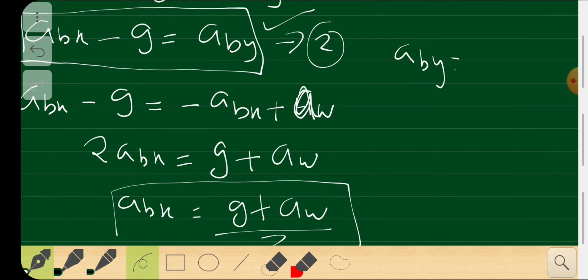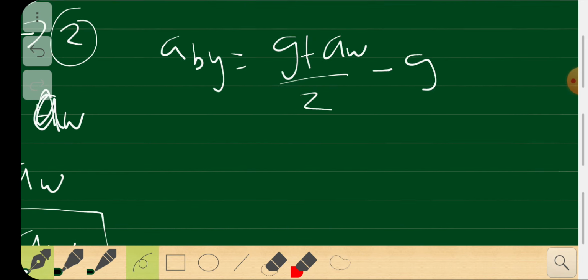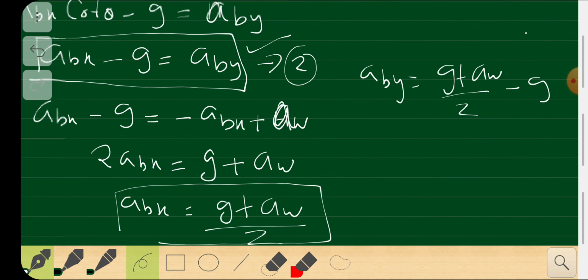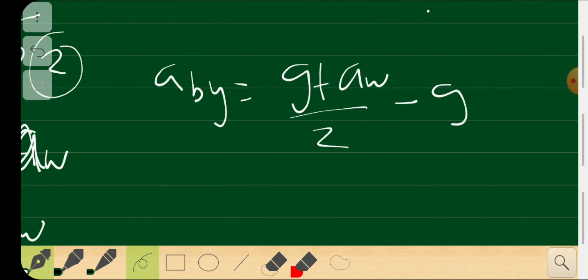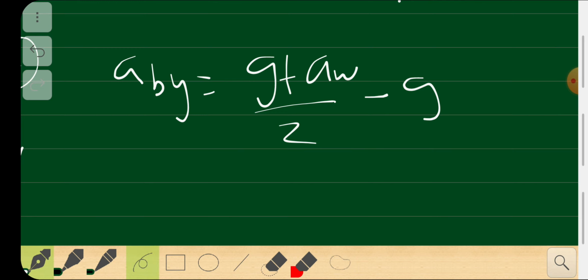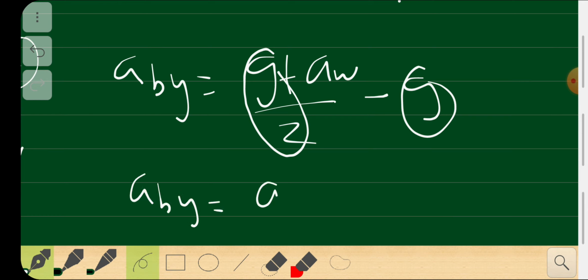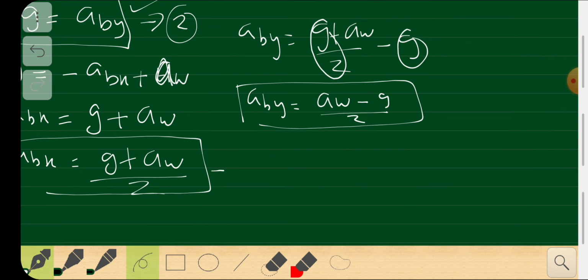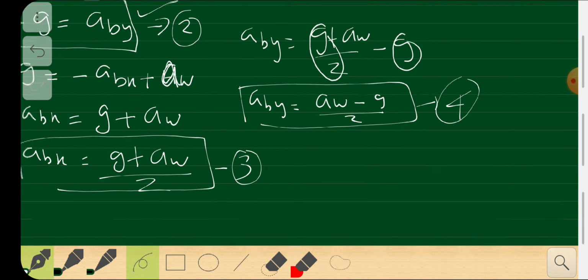So a_by will be equal to minus a_bx plus a_w, which is minus g plus a_w by 2, plus a_w, minus g. Now I can simplify this equation and you get a_w by 2, minus g by 2. So it will be a_by is equal to a_w by 2 minus g by 2. Okay, so that's a_by, and this is a_bx. I'm going to call these equation 3 and equation 4. So I found the x component and y component of the acceleration vector.